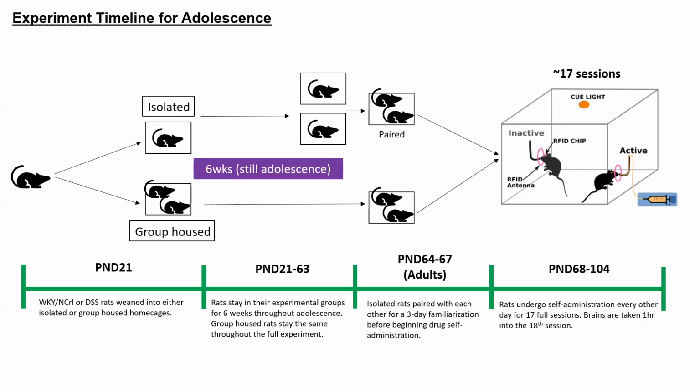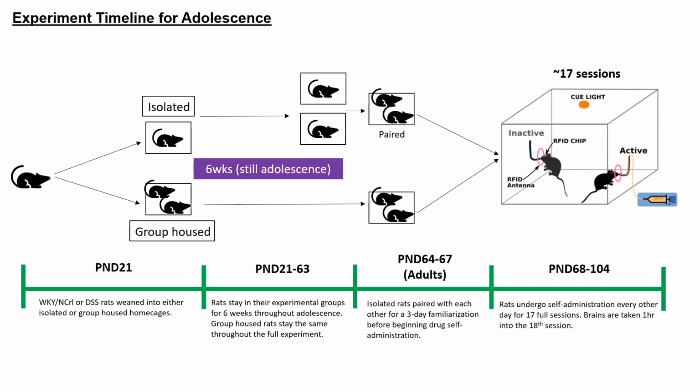And this is my experimental timeline. So after the rats are weaned, they're put into two groups, either group housed or isolated. And the group housed are in pairs. There's 2 per cage, and then isolated are just as they sound. They're alone in the cage, and they stay that way for 6 weeks. They're not interrupted. There's no other recordings or behavior taken.